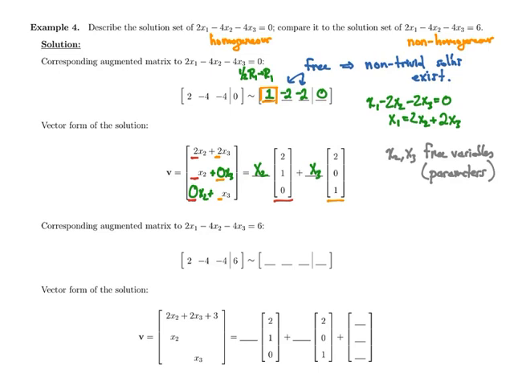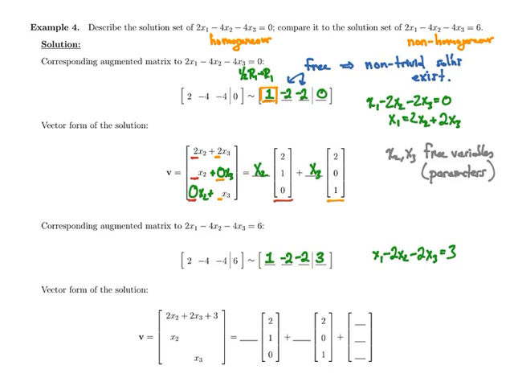Now let's look at the corresponding non-homogeneous solution, where we have equal to 6 on the other side. Let's row reduce in the exact same way. We'll get 1, negative 2, negative 2, 3. 6 divided by 2 is 3. And we have a very similar kind of solution. Again, x1 minus 2x2 minus 2x3 is equal to 3. So if you solve for x1, we get 2x2 plus 2x3 plus 3.